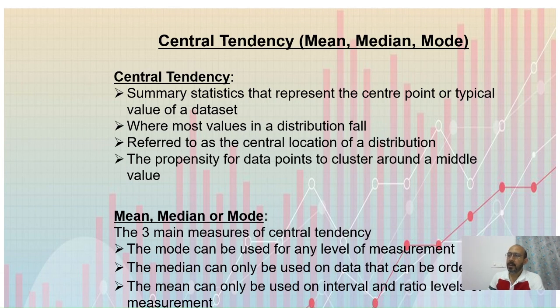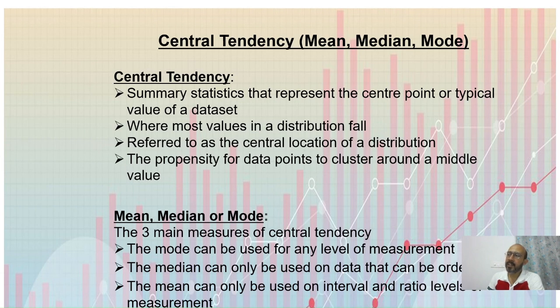Just guess what the size of the bathroom slipper would be. It was size 7. It is one type of central tendency, like the mean.